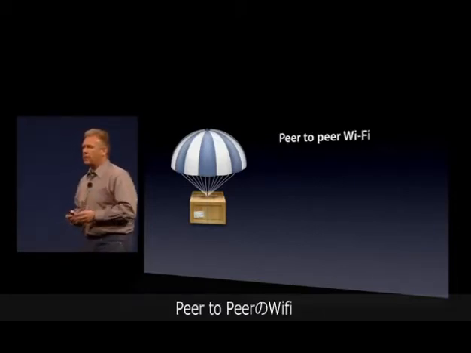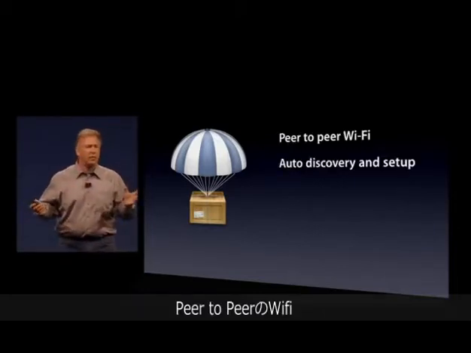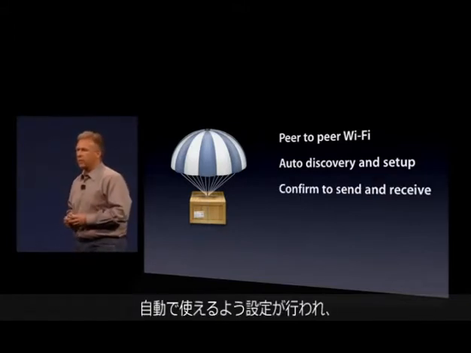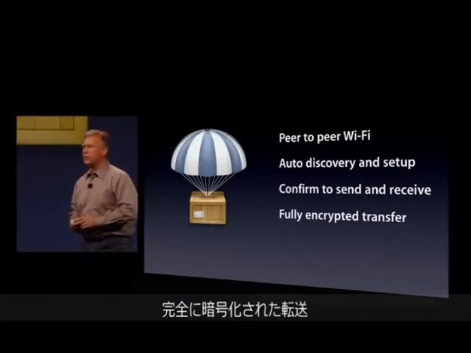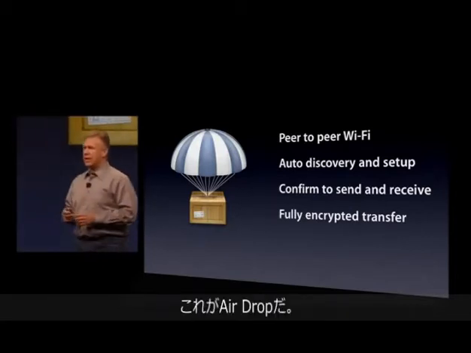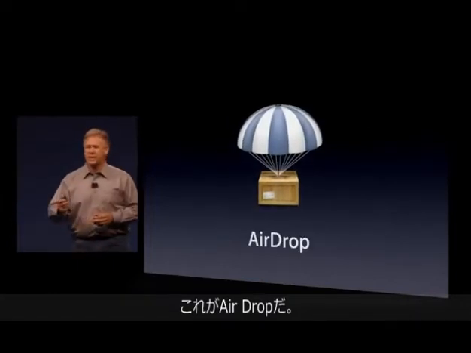So it's a peer-to-peer Wi-Fi-based network. There's nothing to set up. It's auto-discovery, auto-setup. We have confirmation on both ends just to be safe. And your data is protected over the air because it's fully encrypted as it's transferred. So that's AirDrop. And that brings us to number 10.